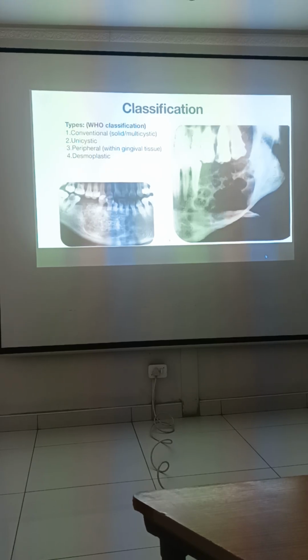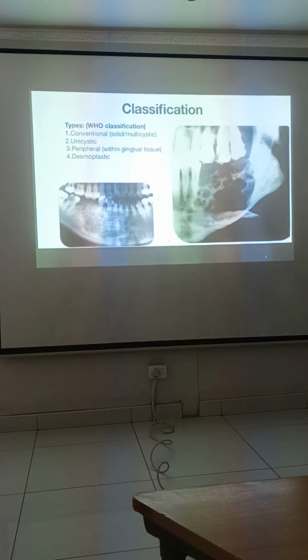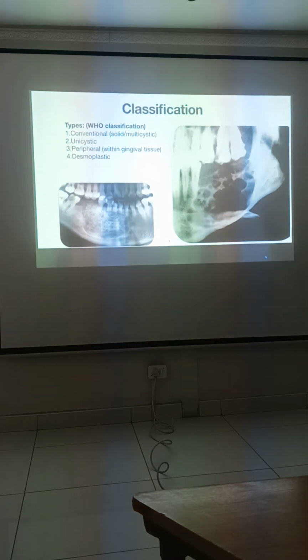Then unicystic ones usually present with a unilocular radiolucency, and the peripheral ones usually are in the soft tissues or in gingival tissues, so they rarely affect the bone. And then for desmoplastic, they usually occur in mixed, so it's a mixed multicystic and unicystic.